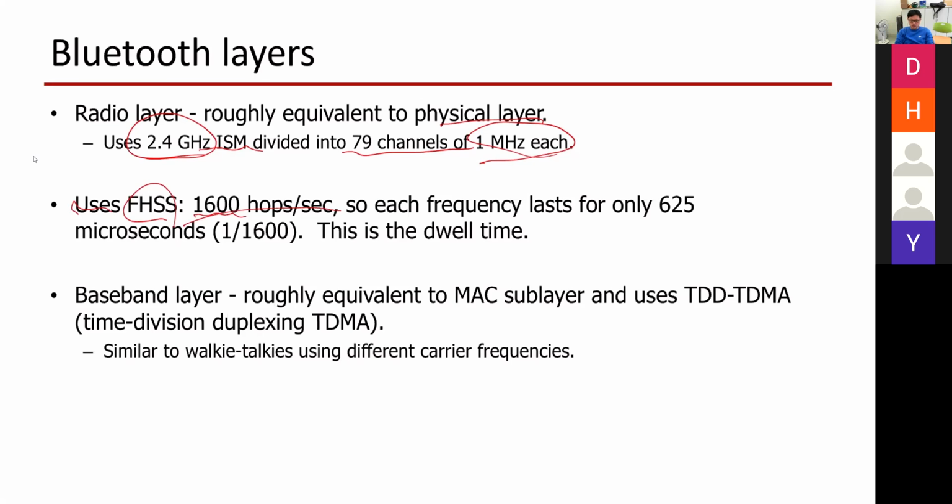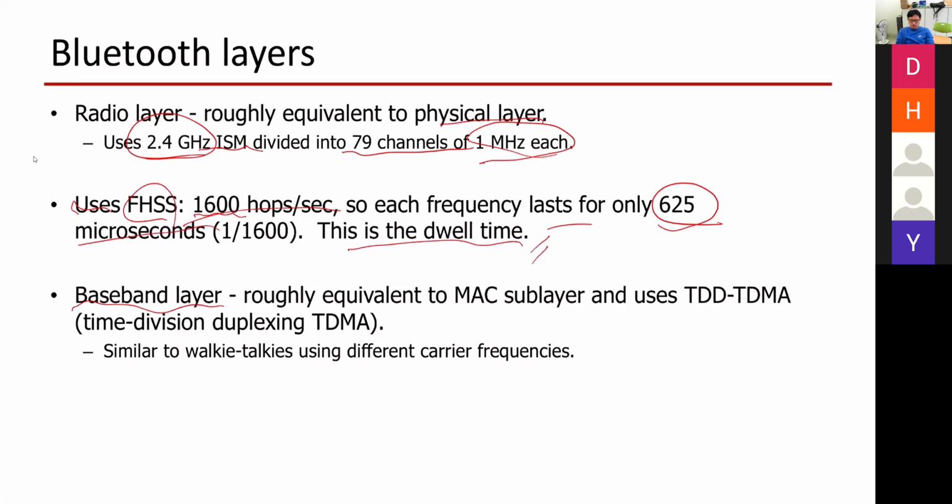Hops per second, 1,600 times. So each frequency lasts only 625 microseconds. Okay, this is dwell time. Dwell time is a very small time. It dwells very briefly, and hop, hop, hop. Dwell time is very short.